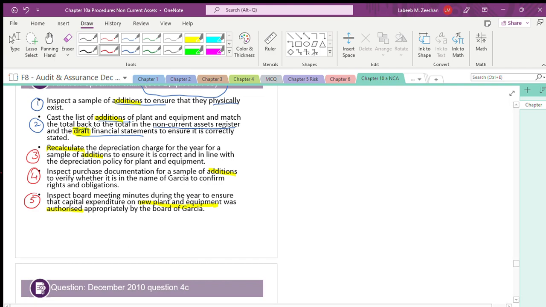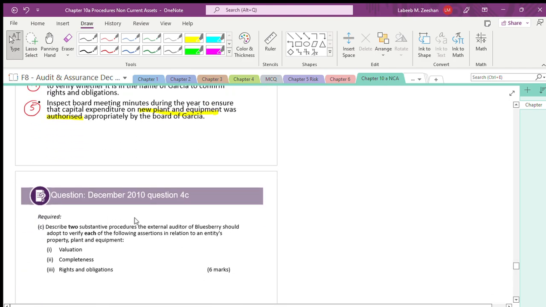You have to choose the simplest one, which will be repeated all the time. Inspect the additions to ensure they physically exist. Fine. Next, the easiest way is to recalculate the depreciation charge for the year for a sample of additions, to see whether it has been done in line with the depreciation policy or not. Okay, this is how it has to be worked.